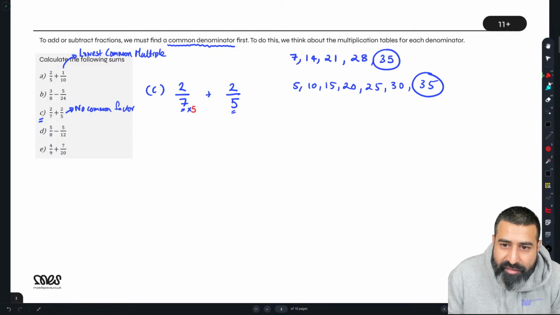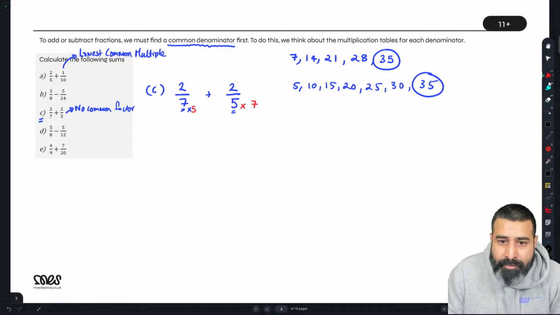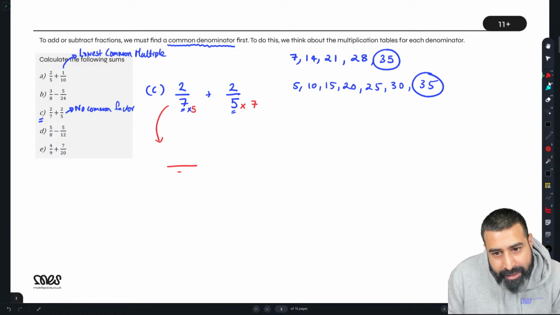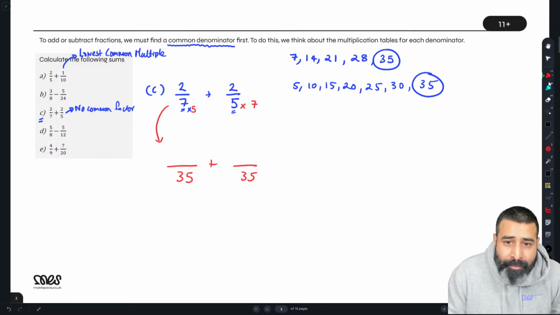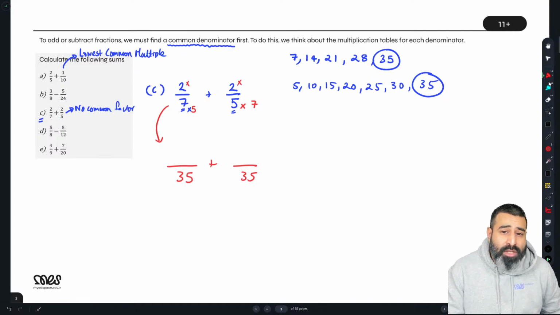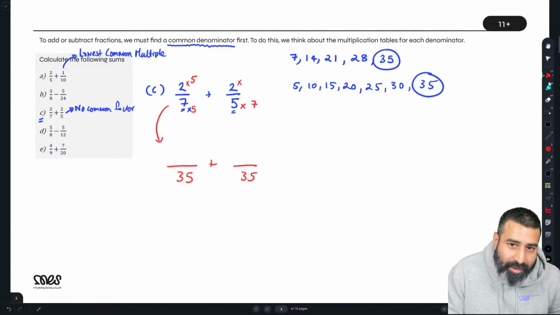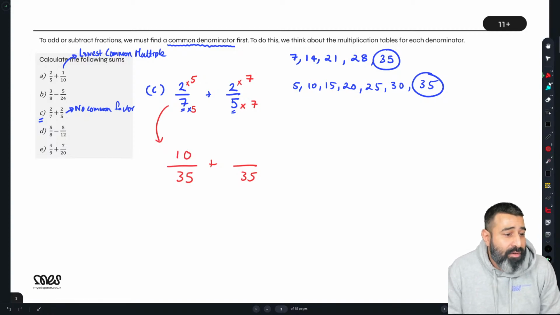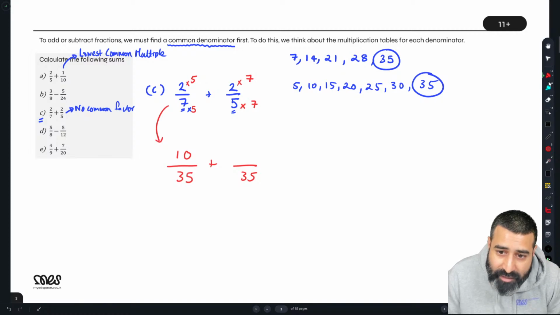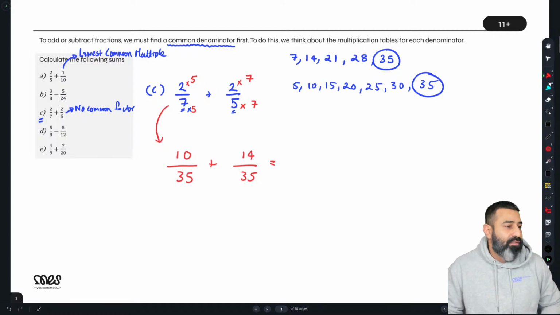So if I multiply that by 5 and if I multiply that by 7, look at what happens. I now have a denominator of something over 35 for both of them, okay? Now, whatever I do to the denominator, I have to do to the numerator as well. So if I multiply the denominator by 5, what do I do to the numerator? I also have to multiply that by 5 on the left one and multiply this one by 7, okay? So this becomes 10 over 35 plus 2 times 7 is 14, plus 14 over 35.